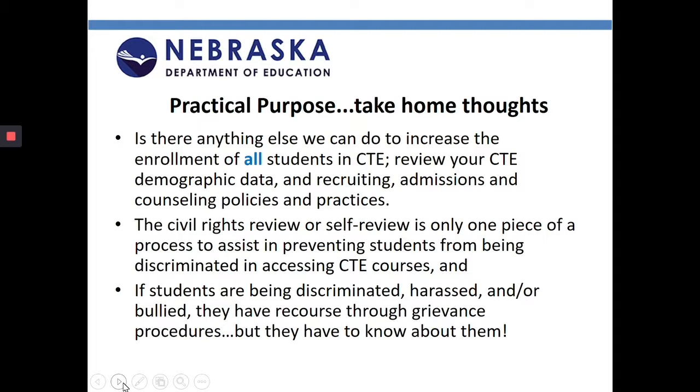So the real thought when we do this is to make sure that there are not huge disparities within students in your career and technical education programs, looking at the recruiting and the admission process as well. And then also to make sure that students have equal access and opportunities in CTE courses. So to make sure that we're aware of those and that there's a way for students to report that as well.